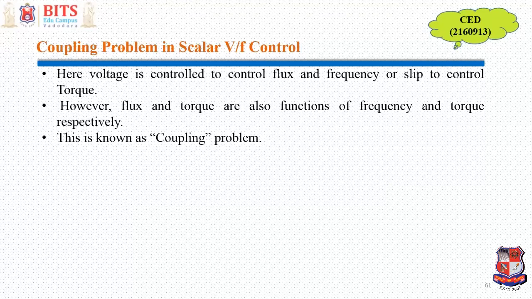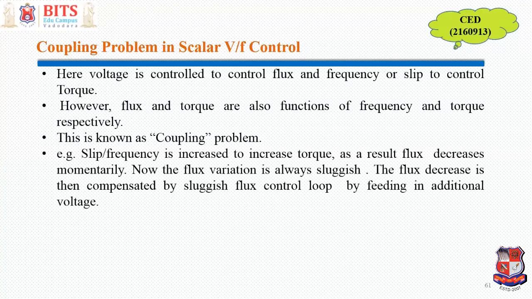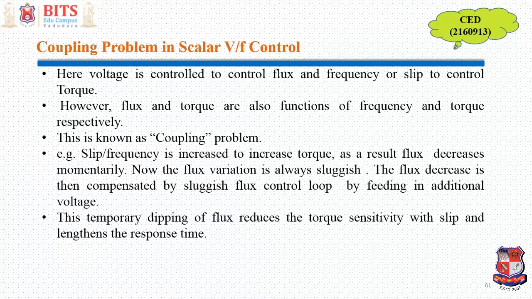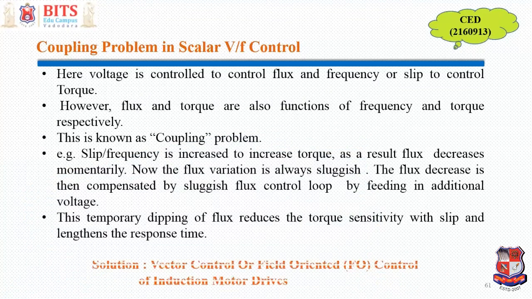So this coupling problem is explained here. Slip frequency is increased to increase torque. As a result, flux decreases momentarily. Now the flux variation is always sluggish. The flux decrease is then compensated by the sluggish flux control loop by feeding additional voltage. So this temporary dipping of the flux reduces torque sensitivity with the slip and lengthens the response time. The motor takes time to come to steady state. The solution to it is known as vector control or field-oriented control of induction motor drive.